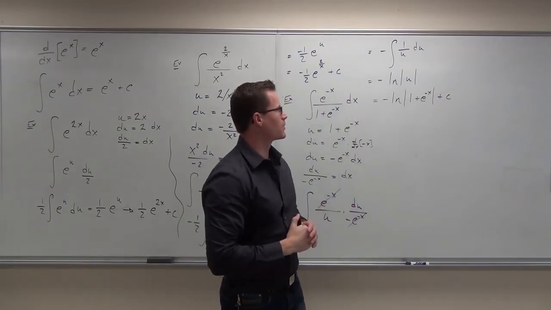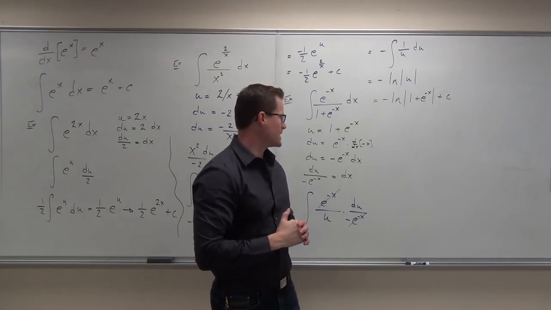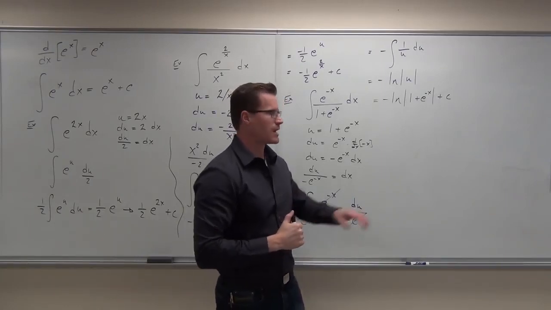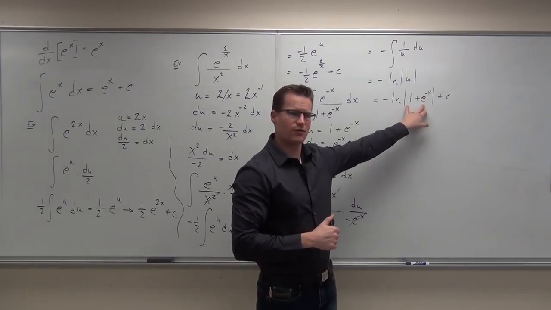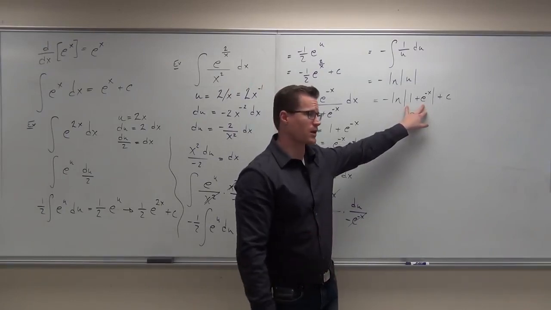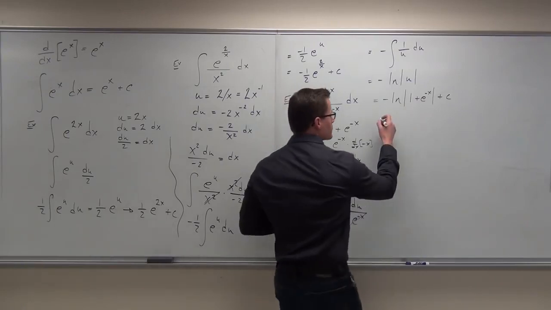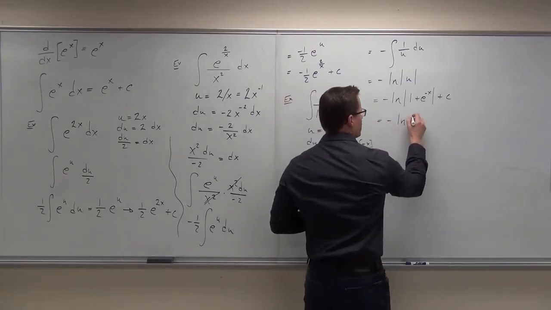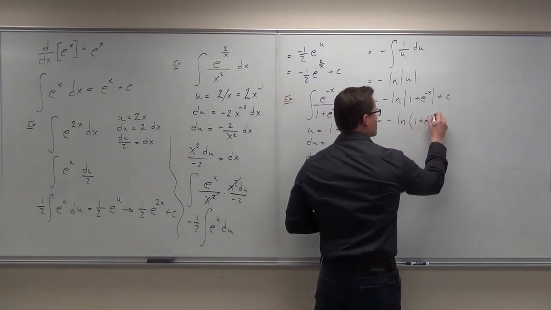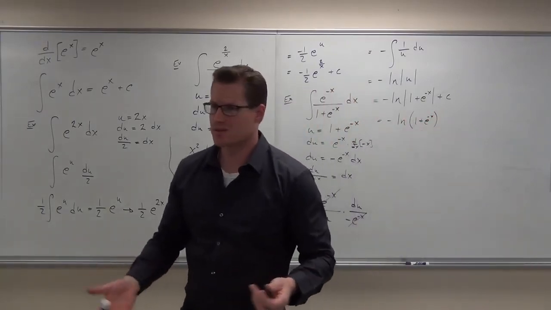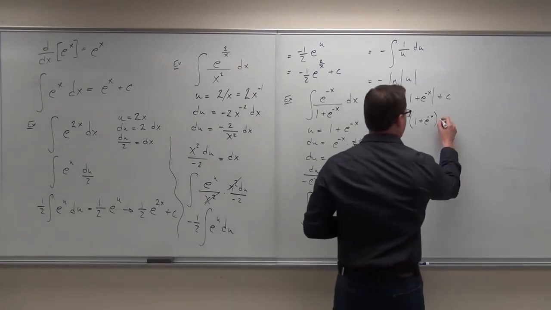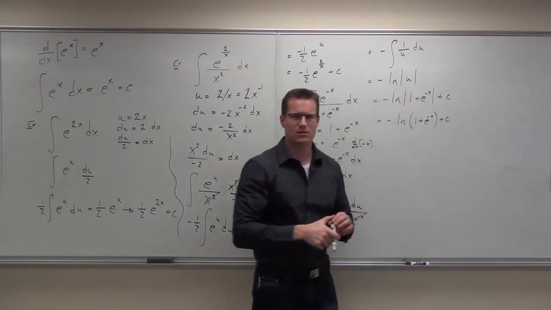Now I want you to look at that real careful. 1 plus e to the negative x. Can this ever be negative? No. Okay, so you can choose to leave it if you want to in my class, but in the back of the book, they're probably not going to have the absolute value. They're probably going to have this: negative ln 1 plus e to the negative x, because those absolute values are irrelevant in this case. It can't be negative. It doesn't matter. Plus c. Did that one make sense to you?